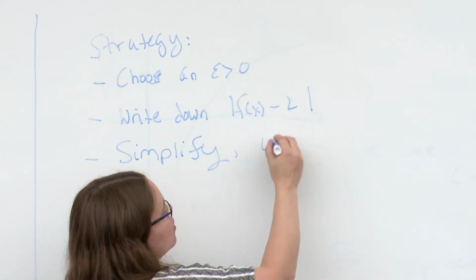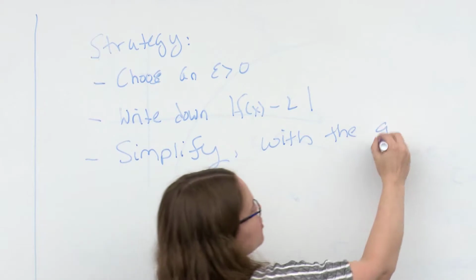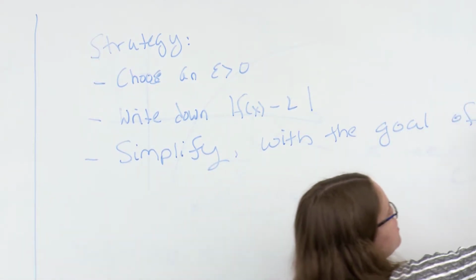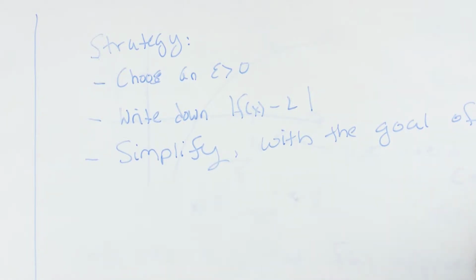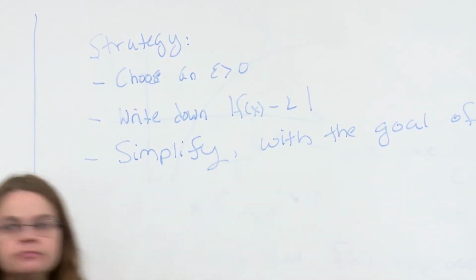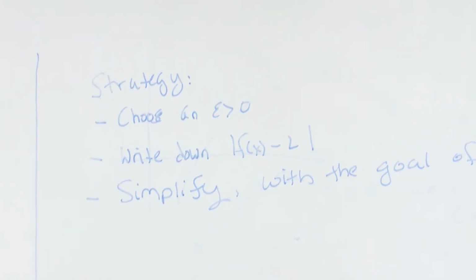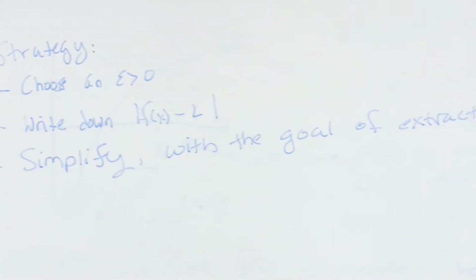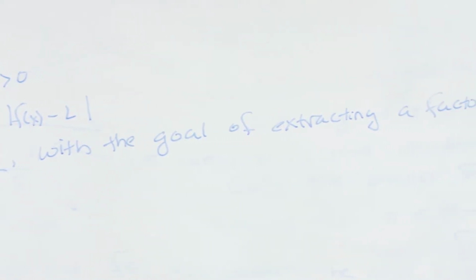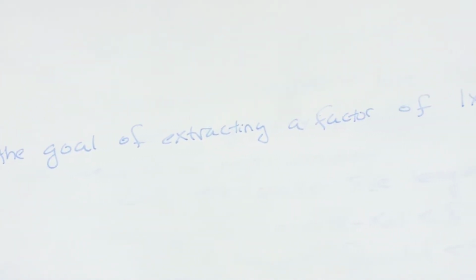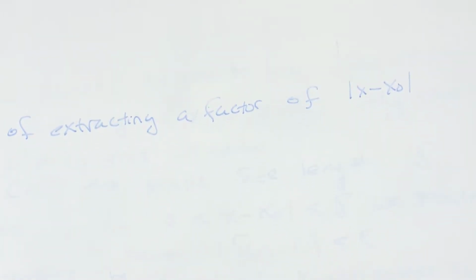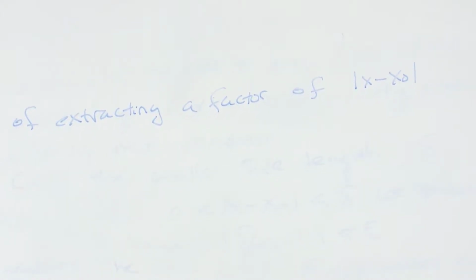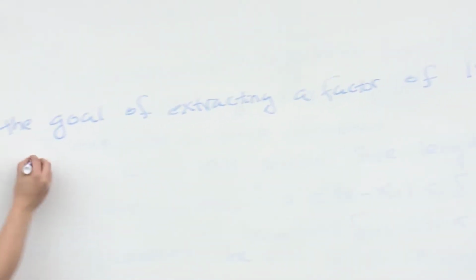So simplify with the goal, not just blindly, but with the goal of extracting a factor of x minus x naught. Once you have some constant times x minus x naught, some stuff that you can control times x minus x naught, then the hard work is typically done. Now we say let's make this be less than epsilon. So require it to be less than epsilon.